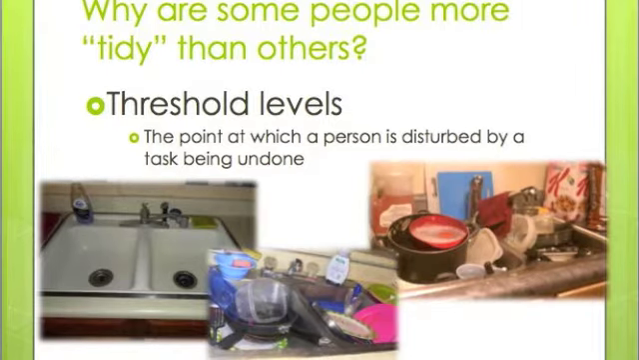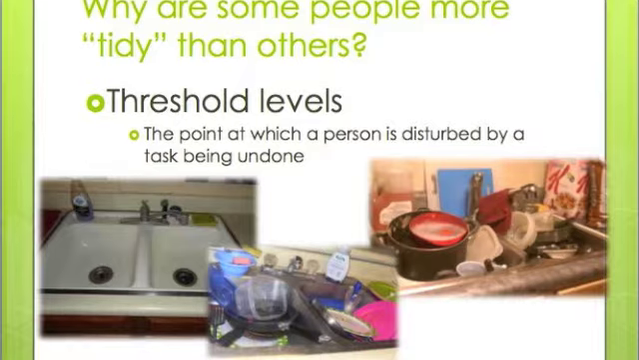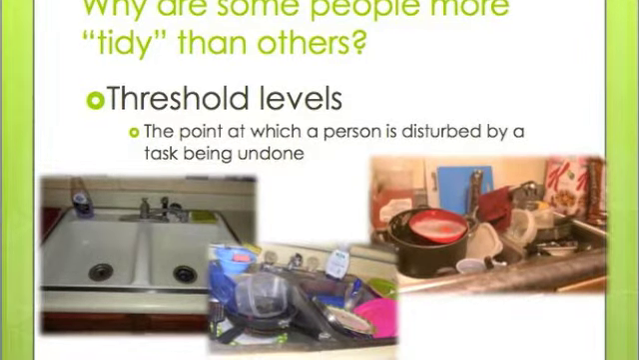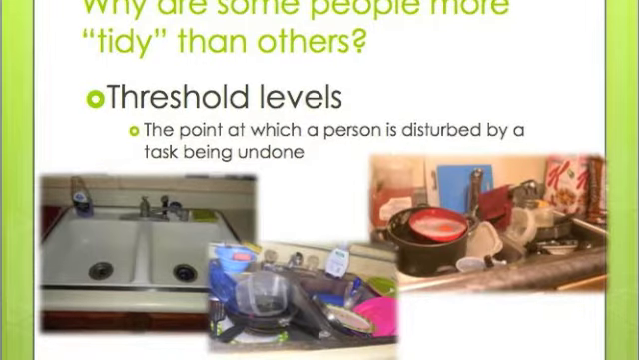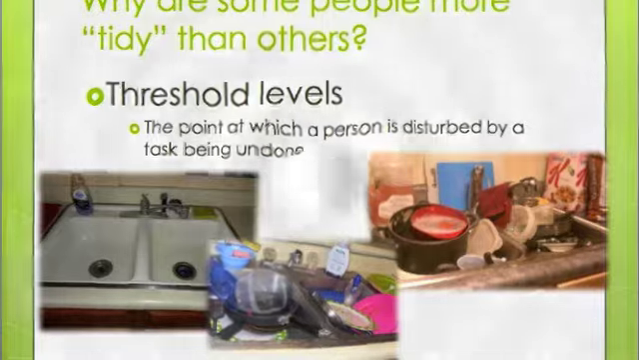As you can see, the sink on the left would represent a household with low threshold levels. The sink in the middle is about average threshold. Then the sink on the right represents a household with high threshold levels. Here's an example of different threshold levels.